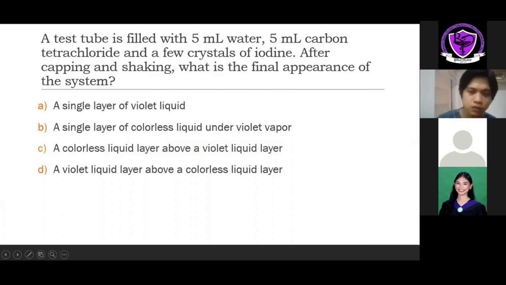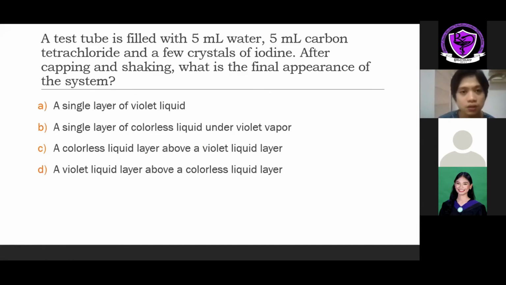So, nakuha natin yung process na yun, ha? So, single layer of violet liquid, no, because carbon tetrachloride and water are not miscible. Kasi water is polar, carbon tetrachloride is non-polar. A single layer of colorless liquid under violet vapor, no, because if added with water, a violet solution will occur. A violet vapor does not happen because iodine in vapor form is brown, hindi siya violet.